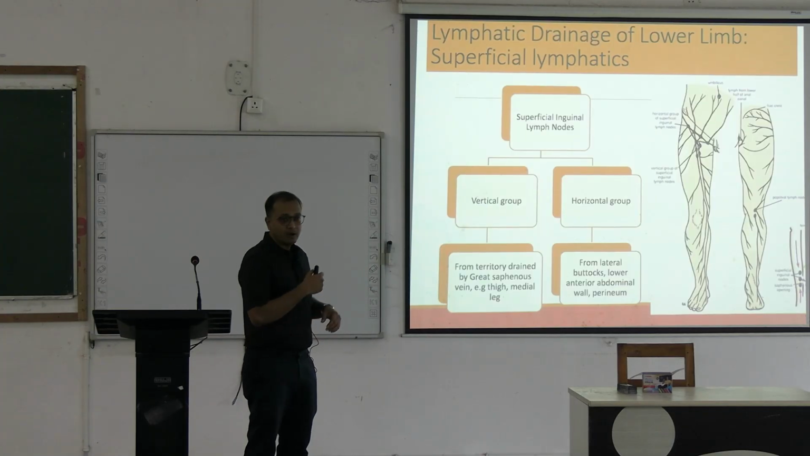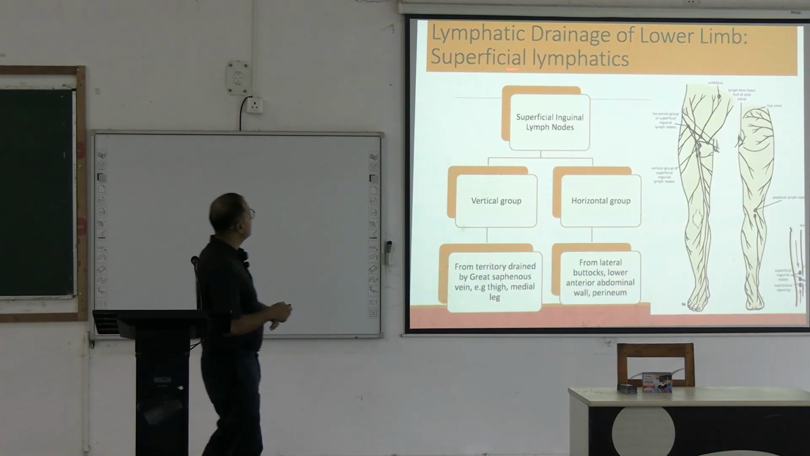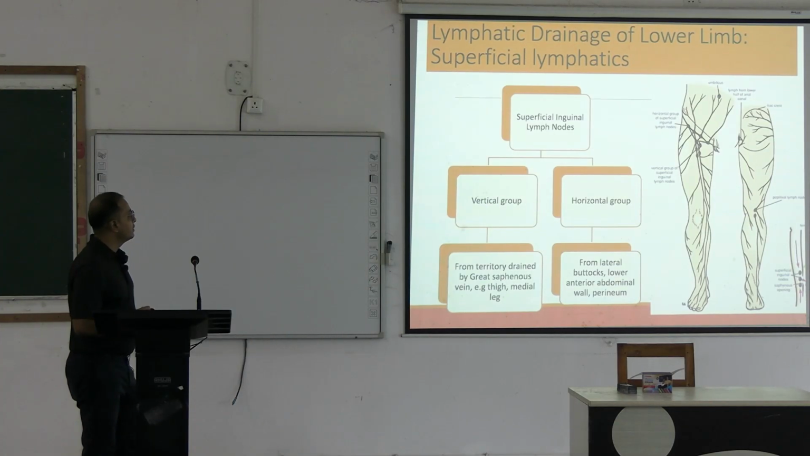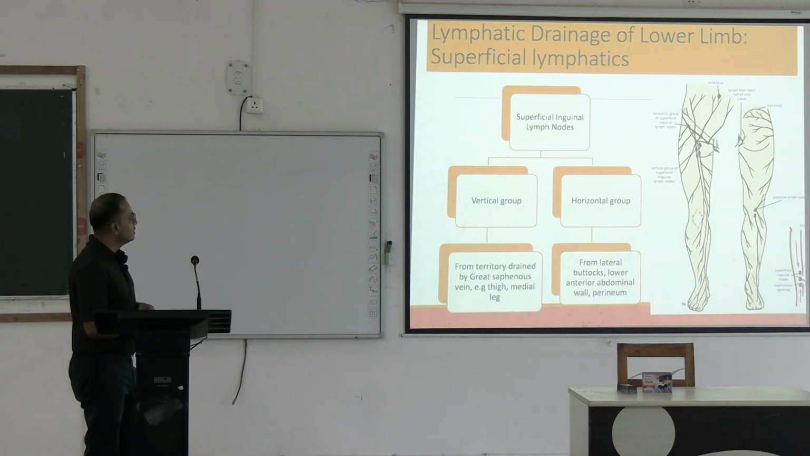Coming to the lymphatic drainage, we have the lymphatic drainage of this leg region located over the groin region. We call them the inguinal group of lymph nodes. There are two sets, superficial and deep. Superficial are divided into two groups, vertical group and horizontal group. This group we call the horizontal group, this group we call the vertical group.